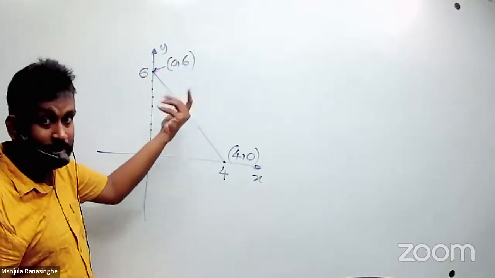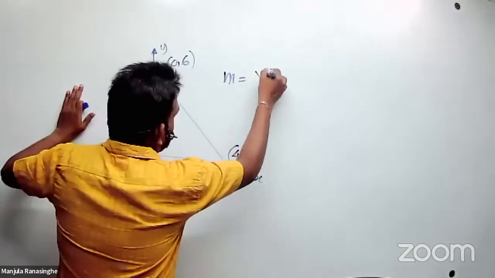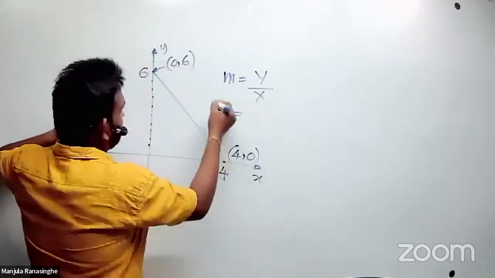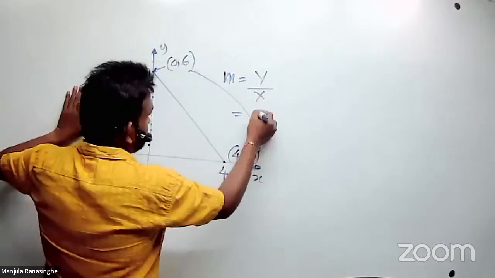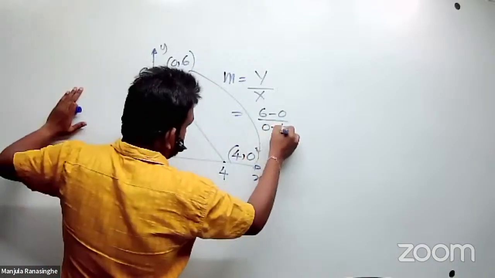Now it is similar to the previous question. The gradient equals y difference over x difference. Y difference you take in this way: 6 subtract 0, upon 0 subtract 4.